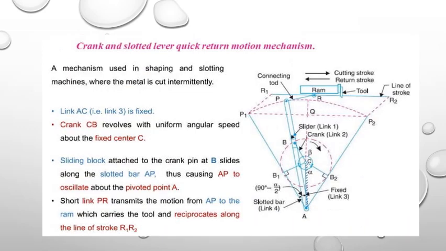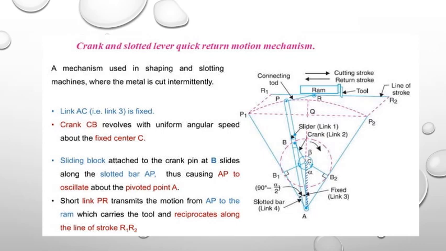And the crank and slotted lever quick return motion. This mechanism is used in shaping and slotting machines, where the metal is cut intermittently. The link AC is fixed. The crank CB revolves with uniform angular speed about the fixed center. The sliding block attached to the crank pin slides along the slotted bar pivoted at point A, and it carries the reciprocating ram along a line of stroke length. You can see the figure.